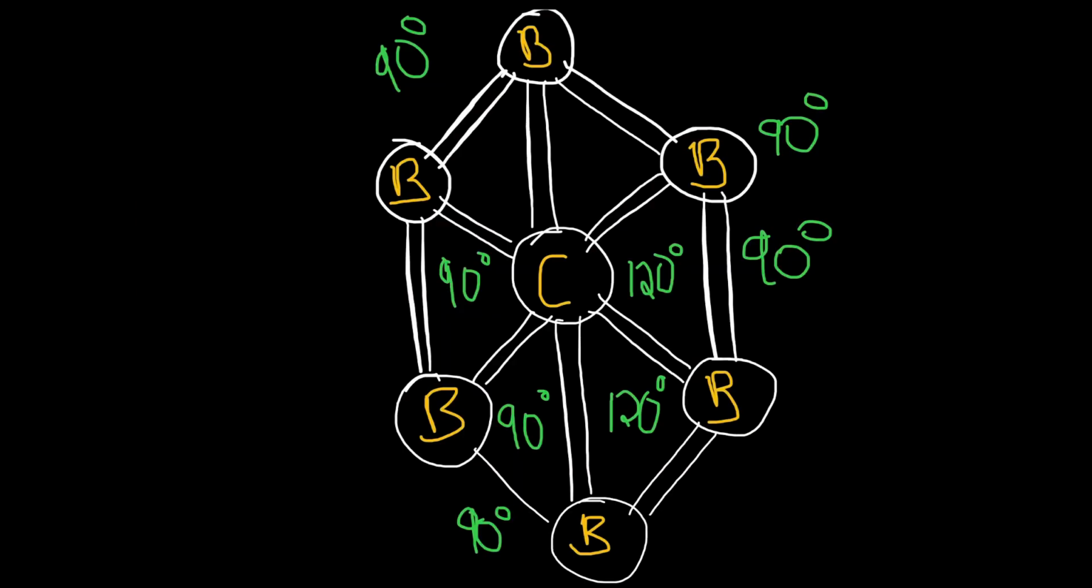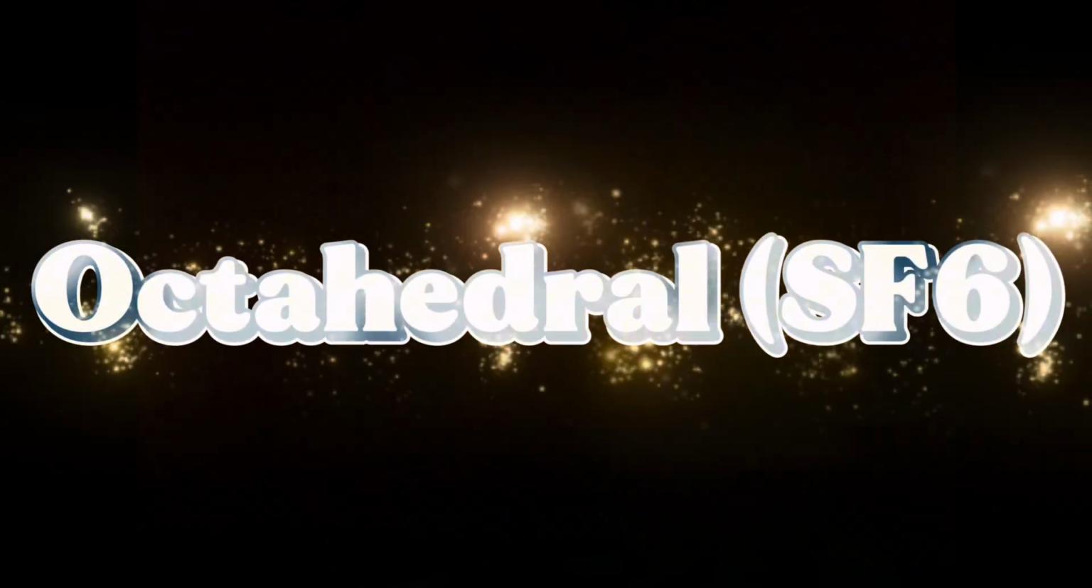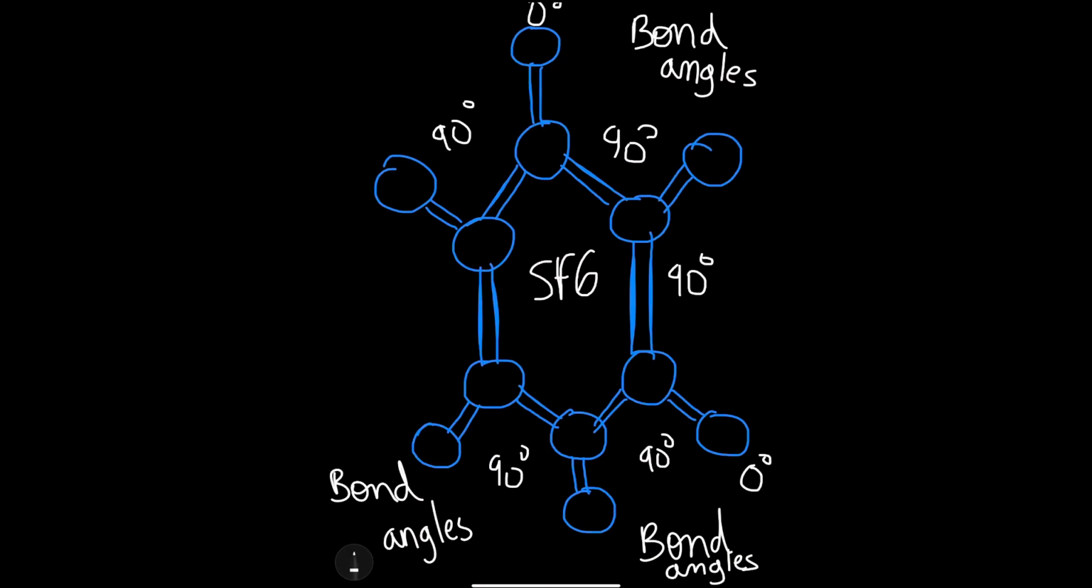Trigonal bipyramidal, 5 bonding pairs, 0 lone pairs, angles that are 90 degrees and 120 degrees. An example is PCl5. Octahedral, 6 bonding pairs, 0 lone pairs. The bond angles are 90 degrees. An example is SF6.